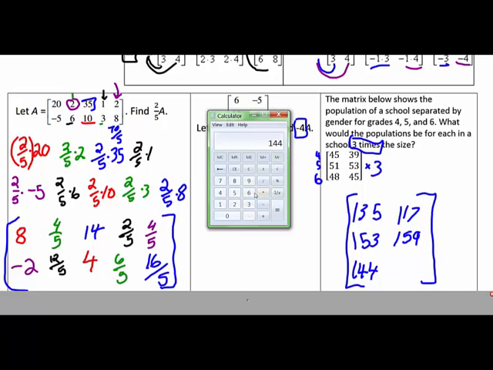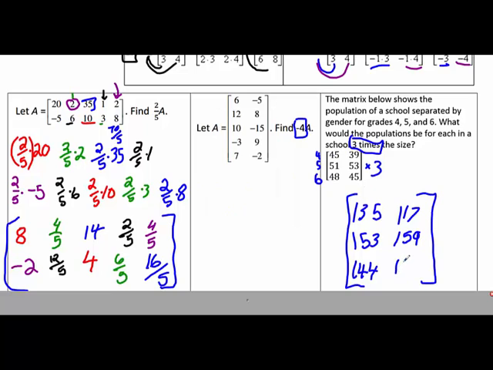Last but not least, 45 times 3. Oh wait, I already did that one. That was the first one too. So same number, let's be efficient. And let's just do it like this. We have our nice solution if that school were 3 times the size.